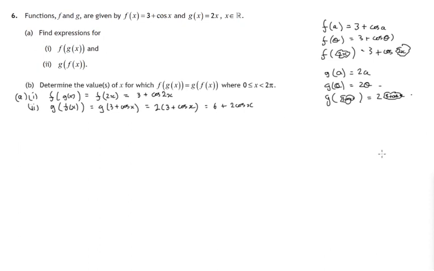Now let's have a look at part B of this question. Determine the values of x for which f of g of x equals g of f of x. So in this case, we just put down the expressions that we've now worked out. F of g of x we know is 3 plus cos 2x equals g of f of x, we now know is 6 plus 2 cos x.